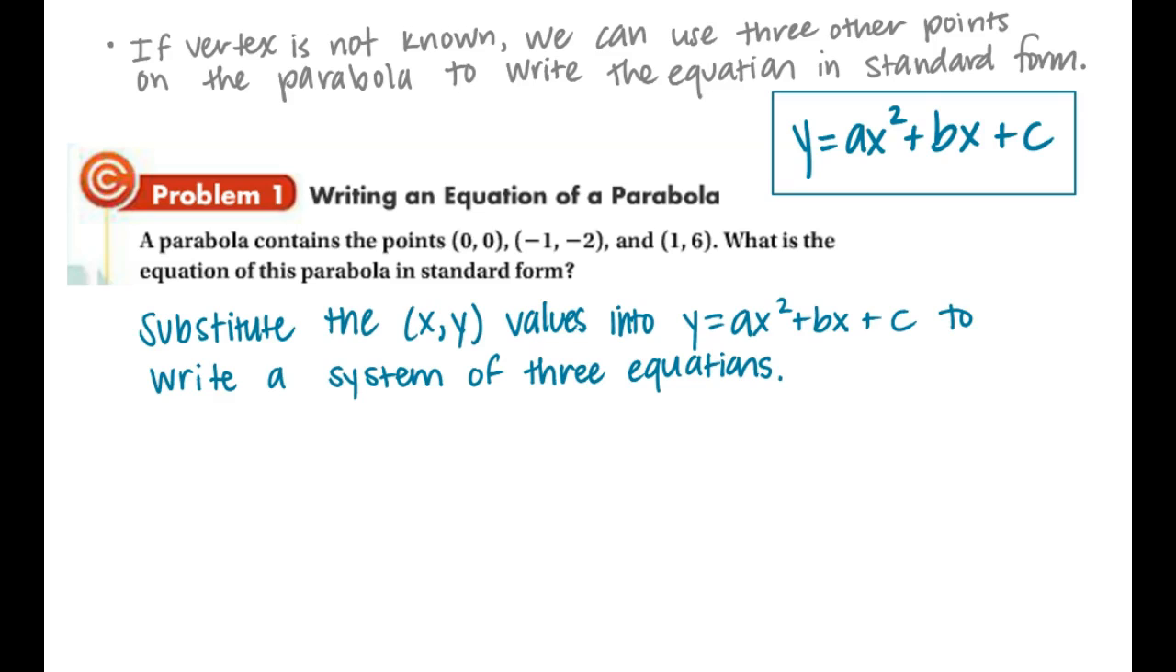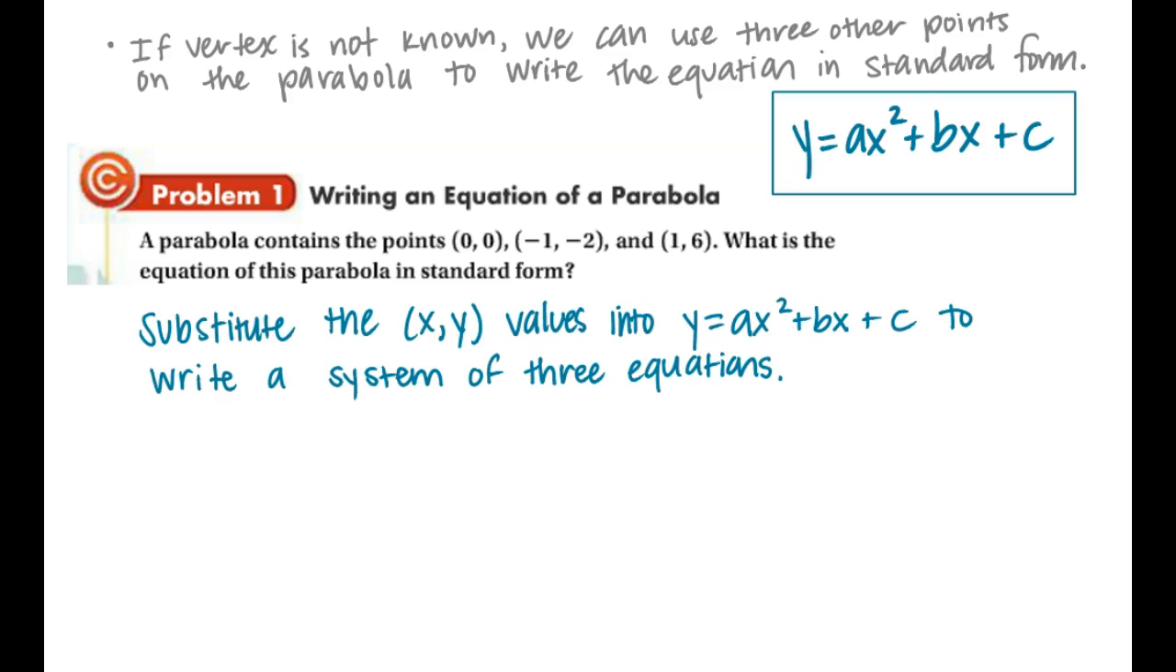So first thing we want to do is substitute the three xy coordinate values into our standard form, which is y equals ax squared plus bx plus c, to write a system of three equations. So hopefully you still recall how to use a system of three equations and use matrices to solve, and that's what we're about to do.